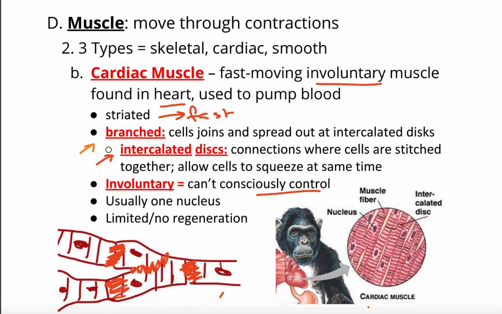And those are the things that allow you to squeeze at the same time. Like your skeletal muscle, you can't really regenerate your heart, which is why when you get a heart attack or a heart stroke, your heart is permanently damaged, permanently weakened. All right? And it has only one nucleus because you're stitching the cells together, you're not merging the cells together. So they're still separated, just connected.